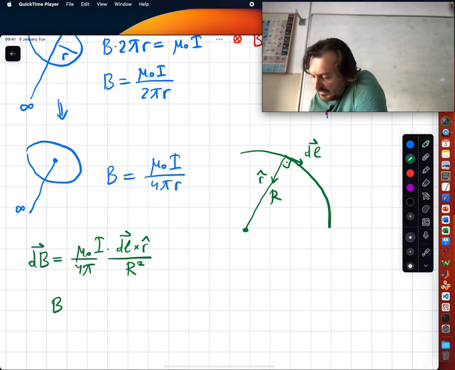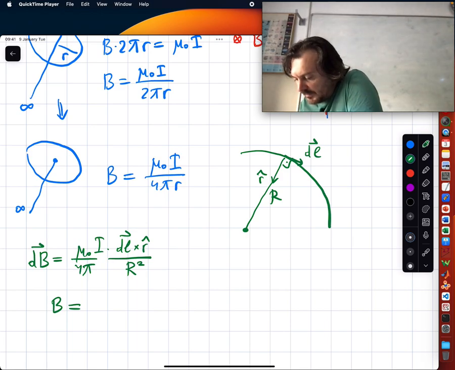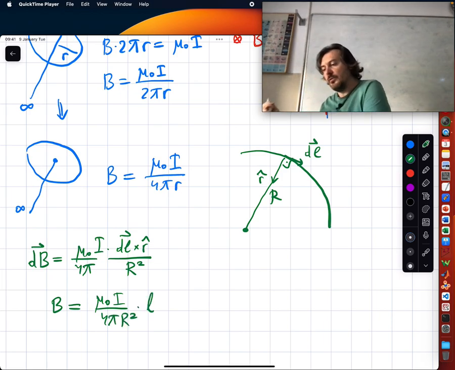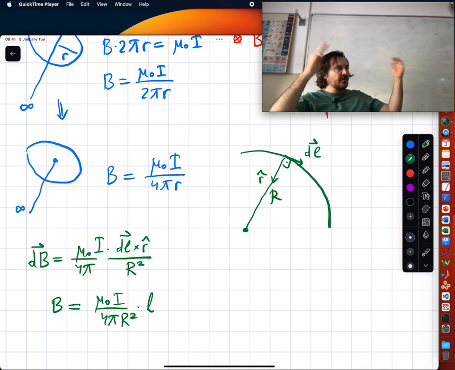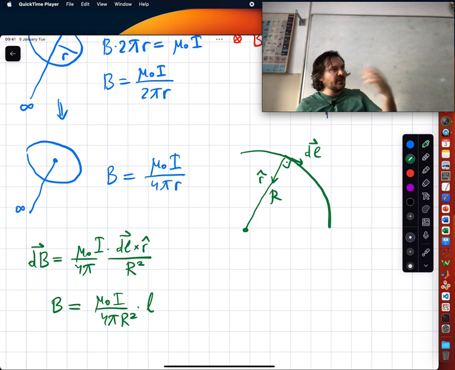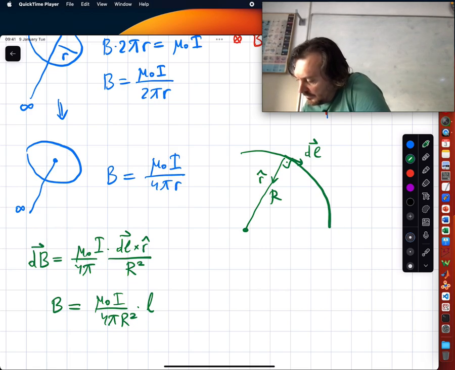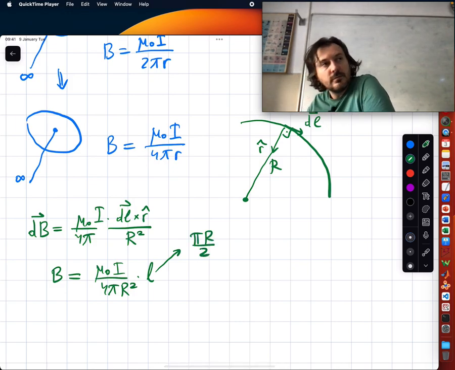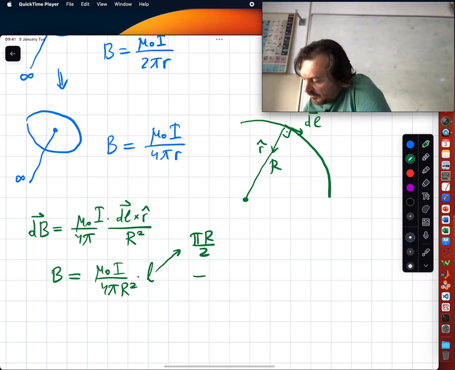And the total magnetic field coming from this is going to be mu 0 I over 4 pi R squared times the length L, because dl is always perpendicular. You simply have an integral of dl, which is L. And what is that L? It is pi R over 2, because it's a quarter circle. So the magnetic field due to this one is mu 0 I over 8 R.